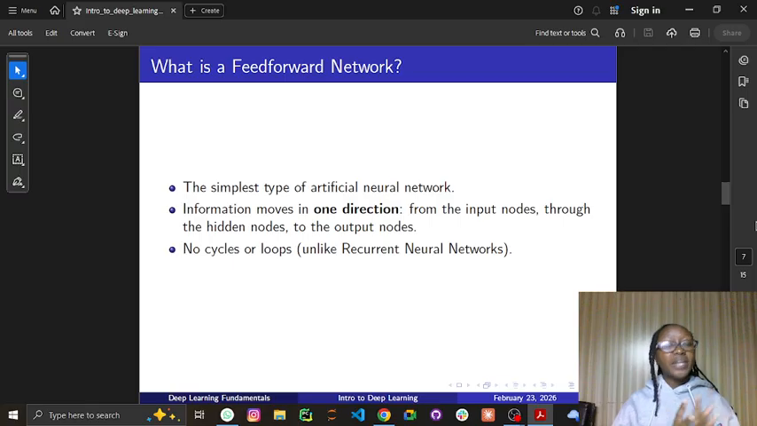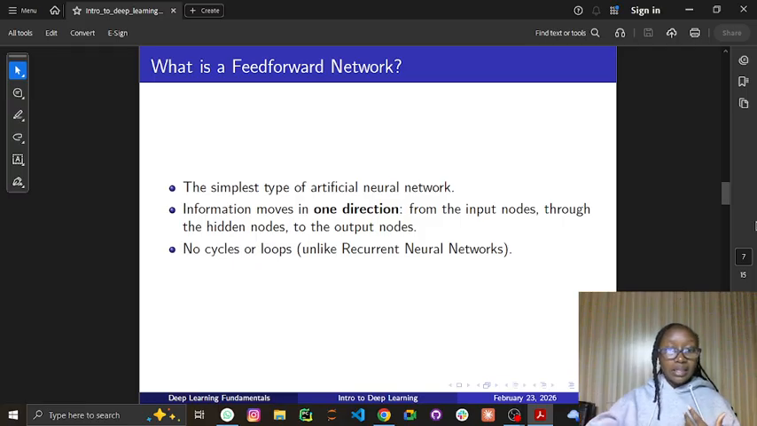Picture a wall of light bulbs arranged in layers. The input layer is the first wall. If you're looking at a 28 by 28 pixel image of a handwritten number, you have 784 input neurons, one for each pixel, and one is for each pixel's brightness.